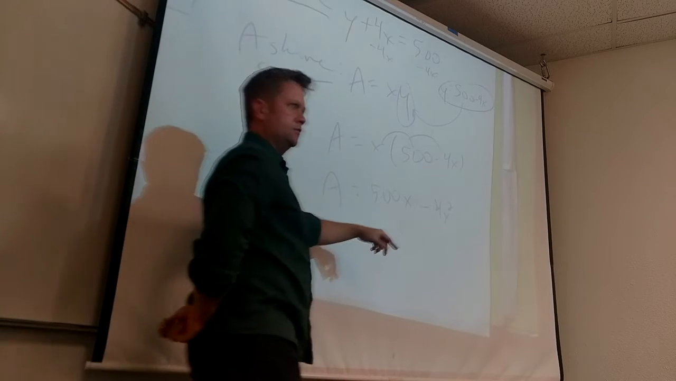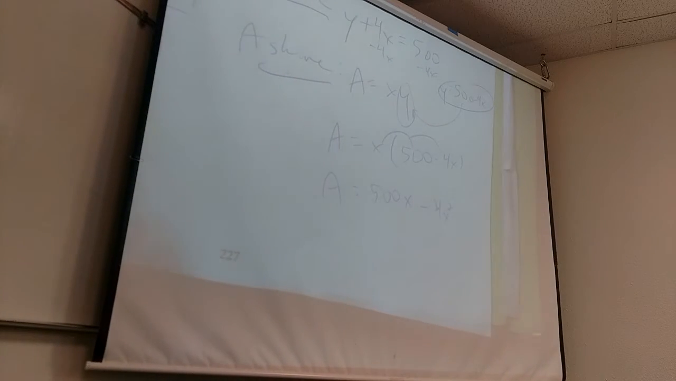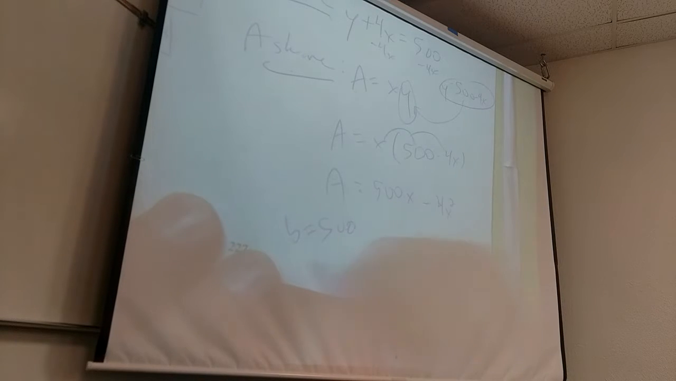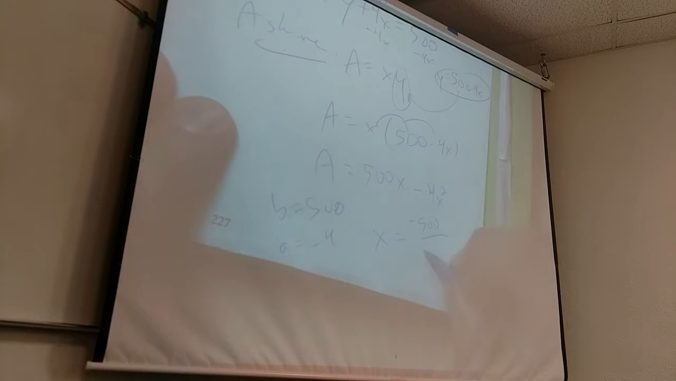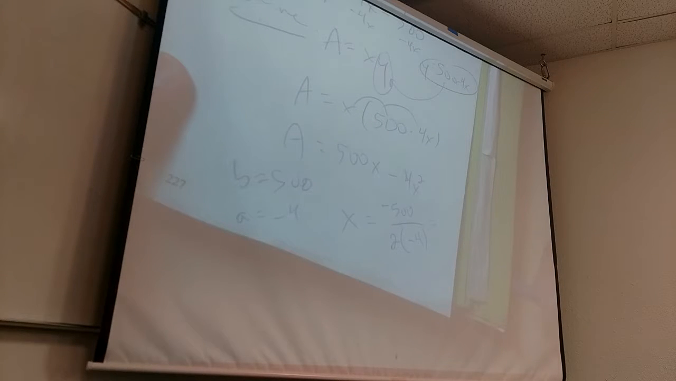How do I find this guy's vertex? What's B? 500. And what's A? Negative 4. So how do I find the x value of the vertex? Negative B over twice A. Yeah, 62 and a half.